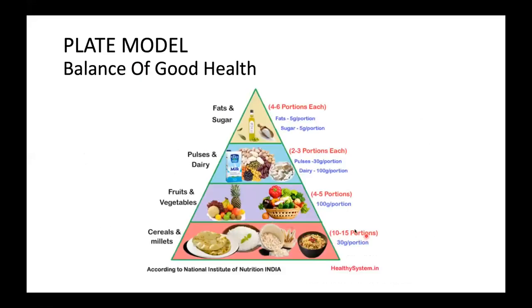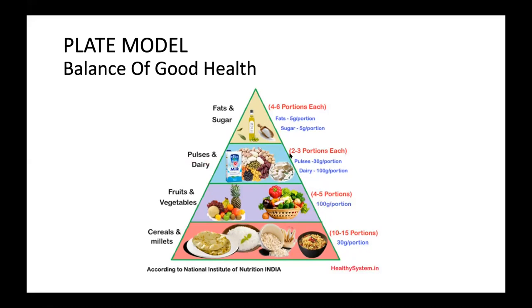Plate model regarding the INI, the portion size and what the portions should be. The carbohydrate intake should be from cereals and millets. It should be 10 to 15 portions, and the per portion size is almost 30 gram, meaning roti, etc., a 30 gram portion size. And then fruits and vegetables, we already discussed, more than 5 servings, 100 gram per portion.